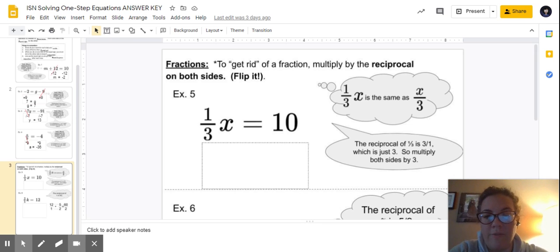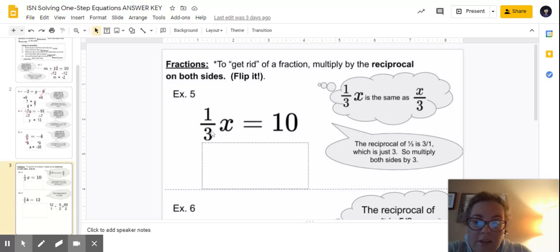Okay, in order to finish out our notes page, we're going to do these last two examples together. We've done examples of adding, subtracting, multiplying, and dividing. Now our last two examples involve fractions. To get rid of a fraction, or undo a fraction, we have to multiply by the reciprocal on both sides, which means we have to flip over the fraction.